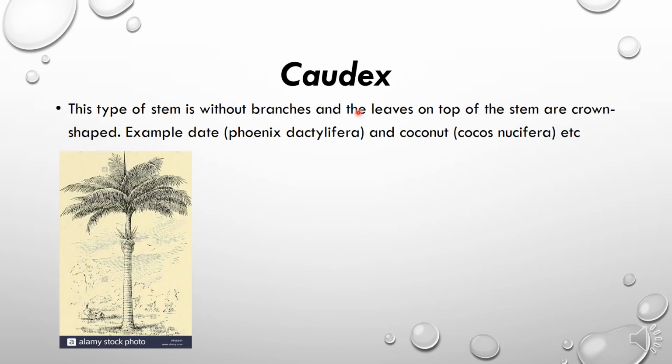Second type of the tree is caudex. This type of stem in the trees is without branches. In this case, the main trunk does not have branches, and the leaves on the top of the stem are crown shaped. Only the leaves are present on the top, as you have seen in the case of the date palm. Such trees are called caudex, and their examples are date palm and coconut.